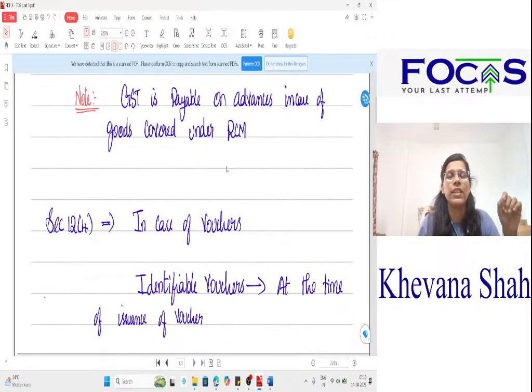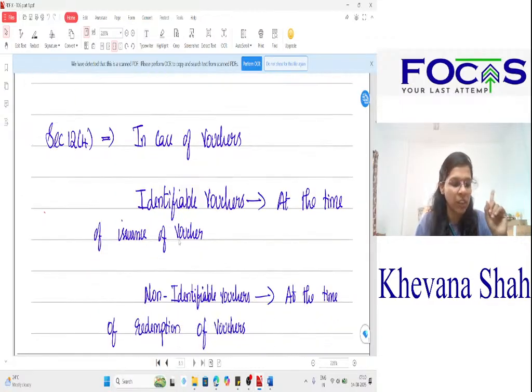Then GST is payable on advances in case of goods covered under RCM. So if you have any RCM supplies, please remember that GST is also payable on advances. If you have any advances in case of RCM, you will have to find separately the time of supply for advances and the time of final payment if the dates are different.